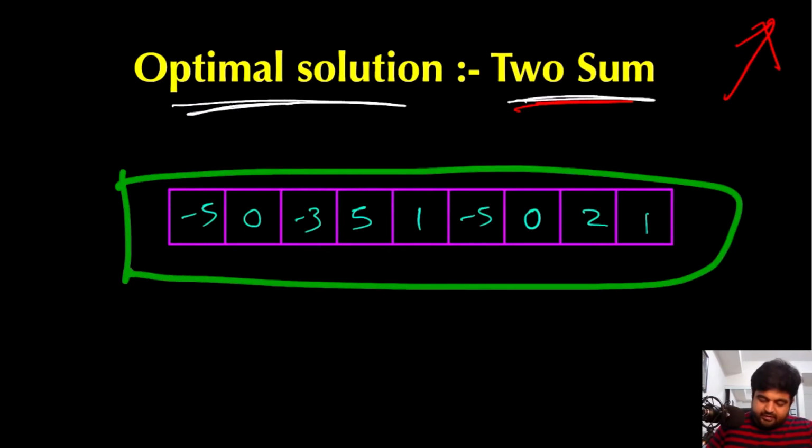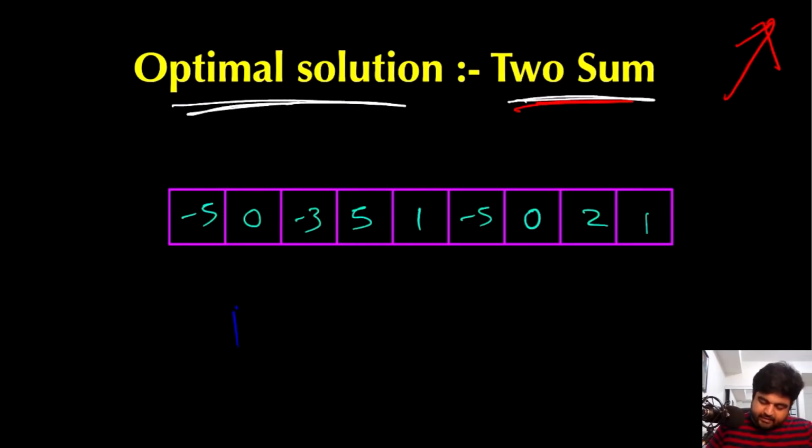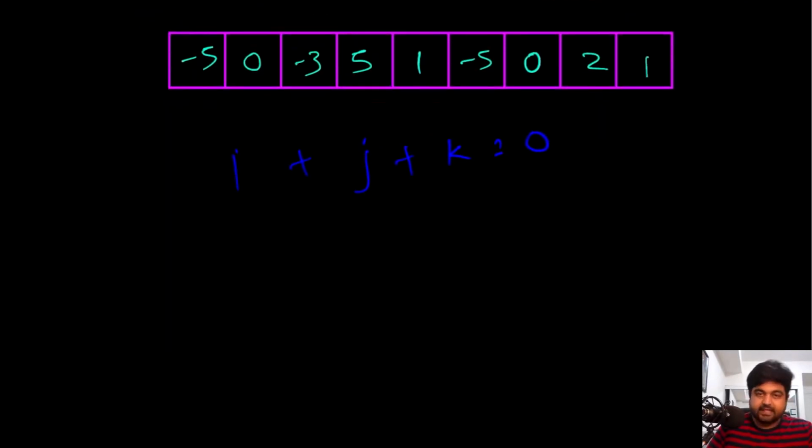So suppose this is the original input that we are given, and we are trying to find a set of triplets that sum up to 0, right? Which means we are trying to find three different values where i plus j plus k is equal to 0. Okay, that is the whole idea.